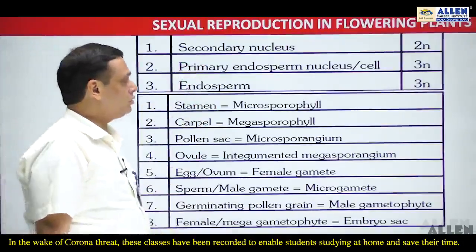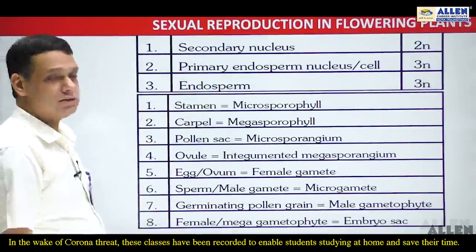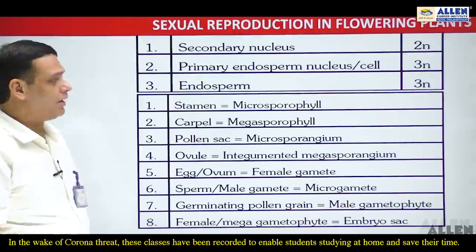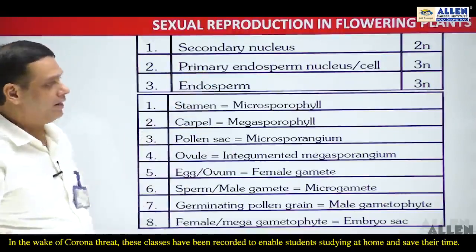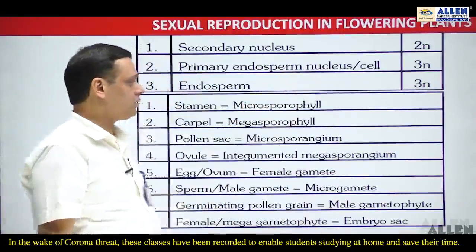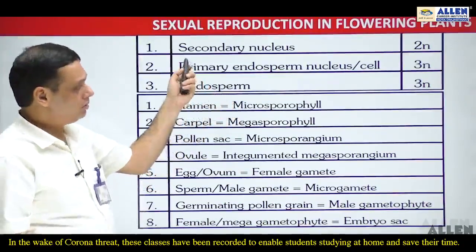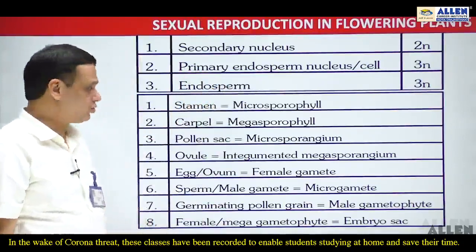If we are talking about the ploidy of the secondary nucleus, then it is 2n, that is diploid. If we talk about PEN, the primary endosperm nucleus, or PEC, the primary endosperm cell, then it is triploid in nature. And the mature endosperm that is formed from PEC is also triploid, that is 3n.